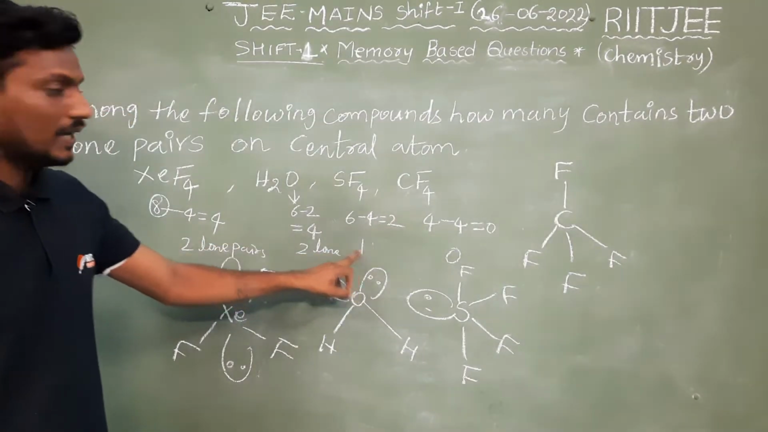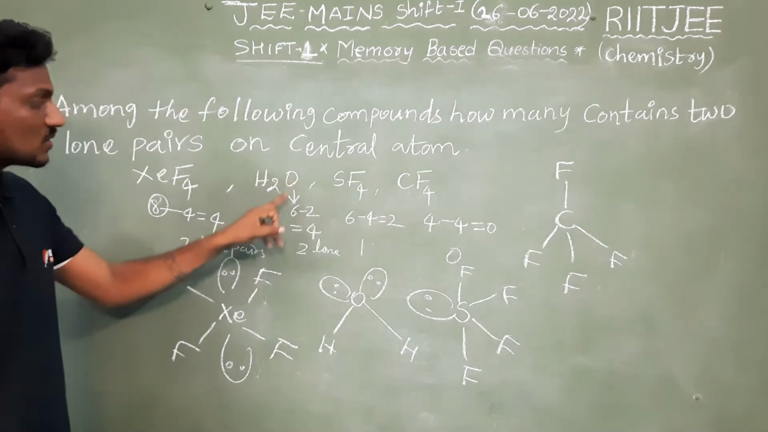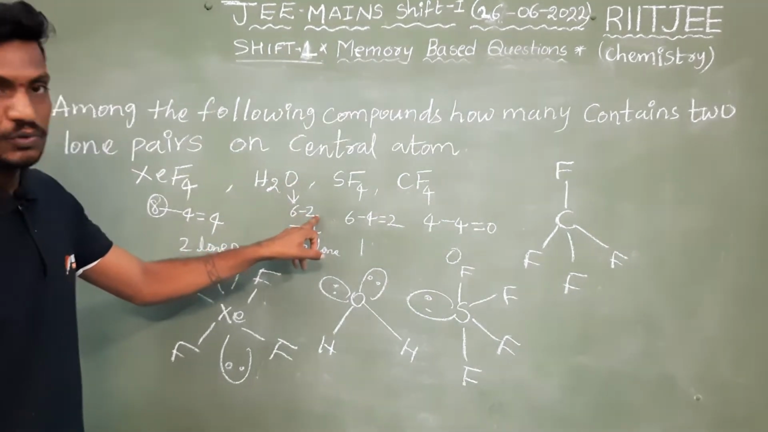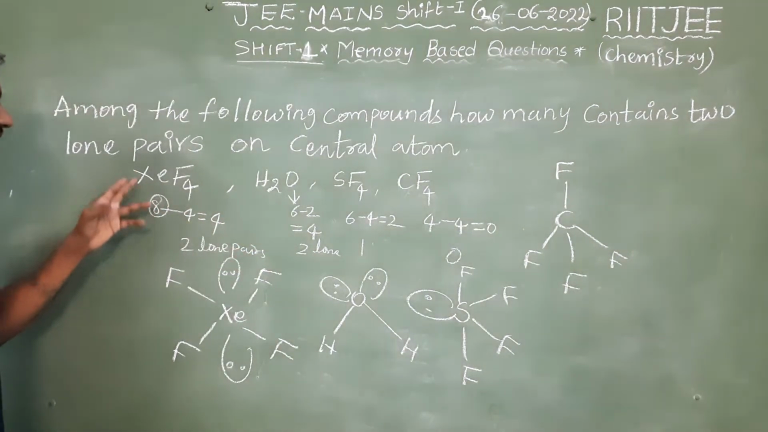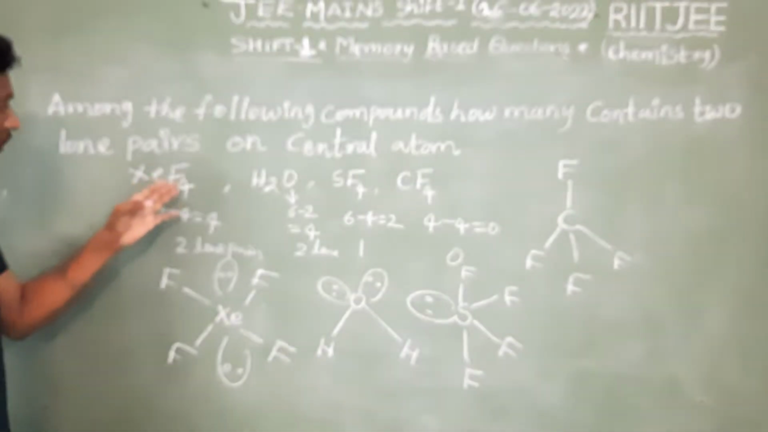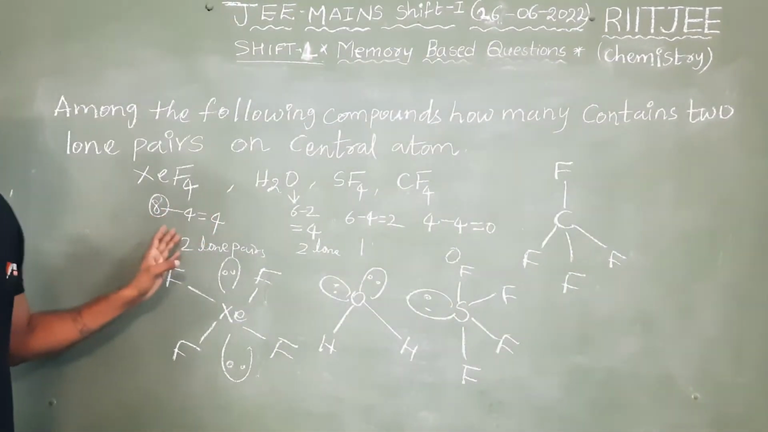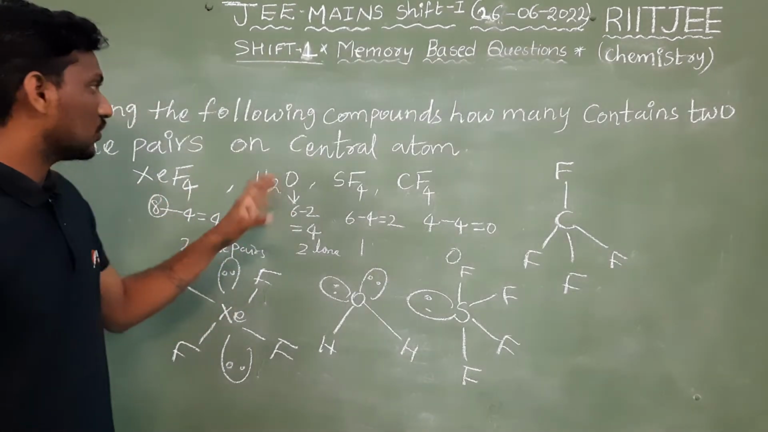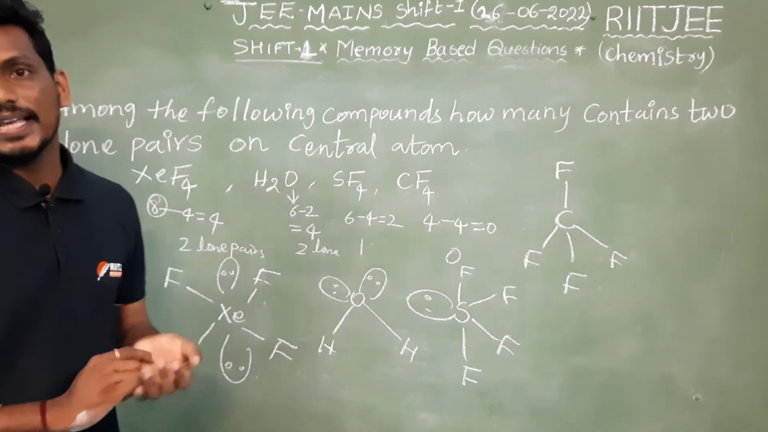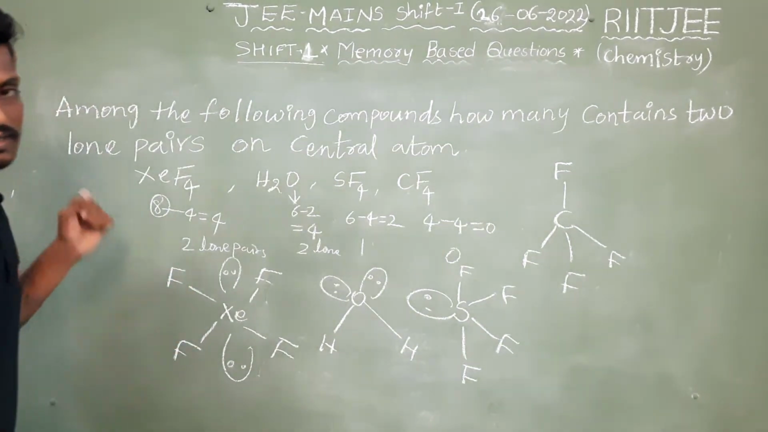means 1 lone pair. Here the central atom is oxygen, with 6 valence electrons; if you remove 2, the left will be 4, meaning 2 lone pairs. Here also xenon has 8 valence electrons, out of 8 if you remove 4, 4 will be left, so that is 2 lone pairs. So this is about this question. Let us move to the next question.